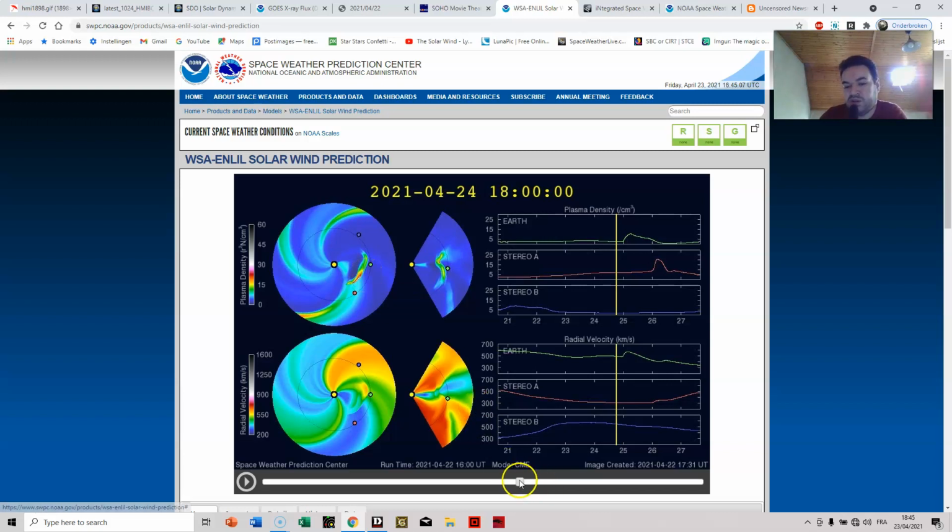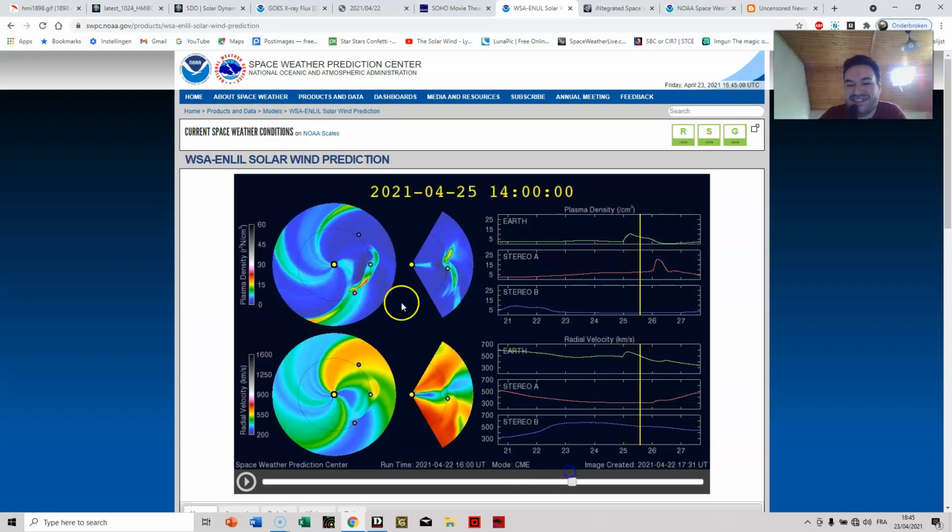As usual, it has a tendency to go to STEREO A. The Sun really doesn't like this satellite, as you can see. And indeed, we see the density is actually higher when it hits this poor satellite. But our planet will get what seems to be a direct hit, but nevertheless, the less dense part.